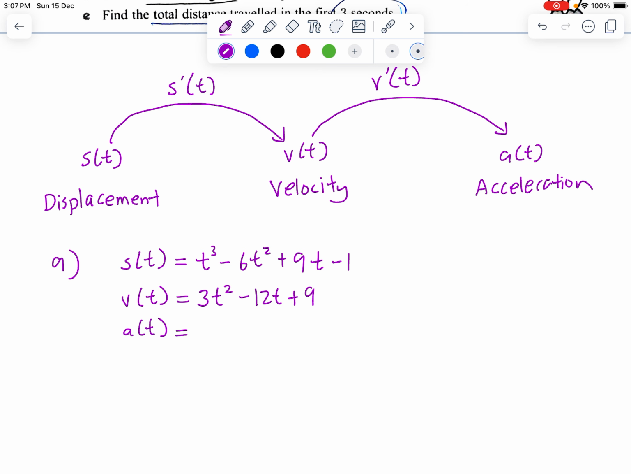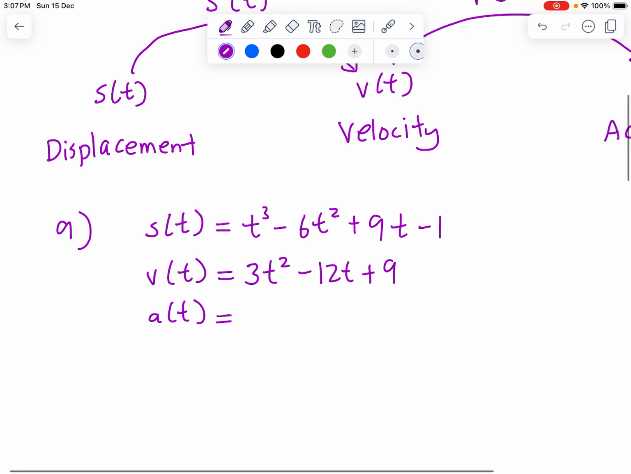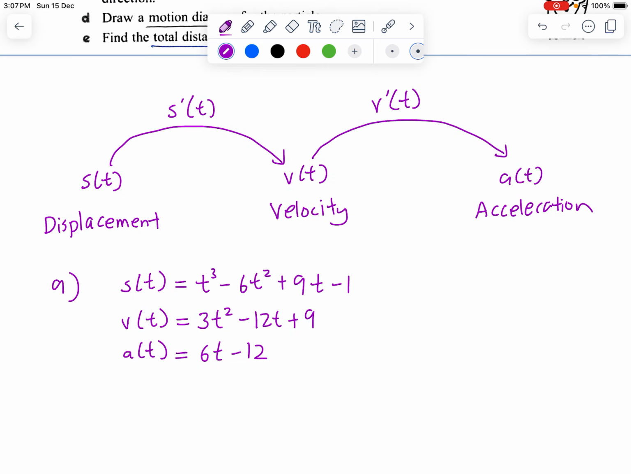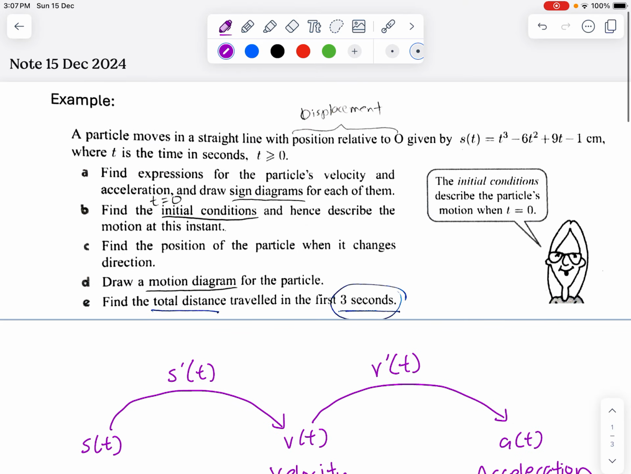Okay, so now we have a of t. To find that, we take the velocity and we derive that. So the derivative of that is going to be 3 times 2 is 6t minus 12. And there you have it. Now we want to draw sign diagrams.